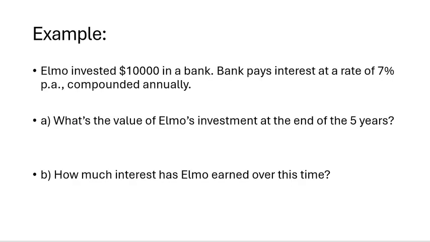So let's just apply this to actual practice. Elmo invested 10K in a bank, so you've got 10,000. Bank pays interest rate of 7%. It's compounded annually. What's the value of Elmo's investment at the end of 5 years? So let's just use our formula. P over 1 plus R over 100 to the power of n.